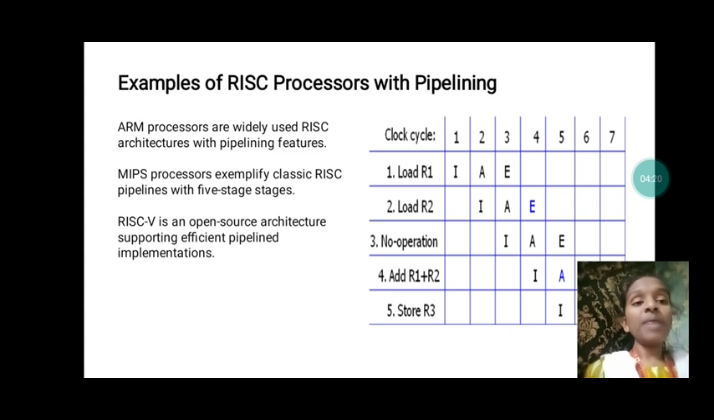Examples of RISC processors and the pipelining. ARM processors are widely used RISC architectures with pipeline features, while MIPS processors exemplify the classic RISC pipeline with 5 stages. RISC-V is an open source architecture supporting efficient pipeline implementation.